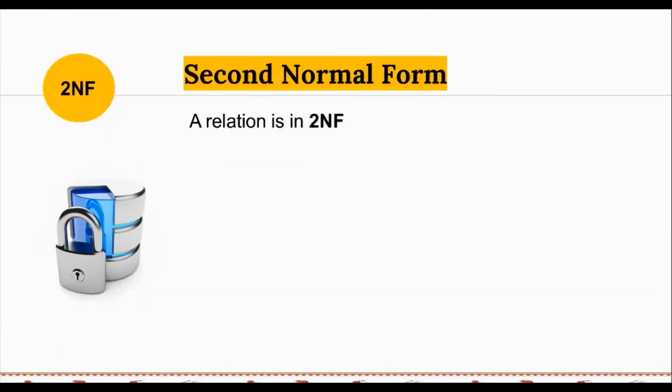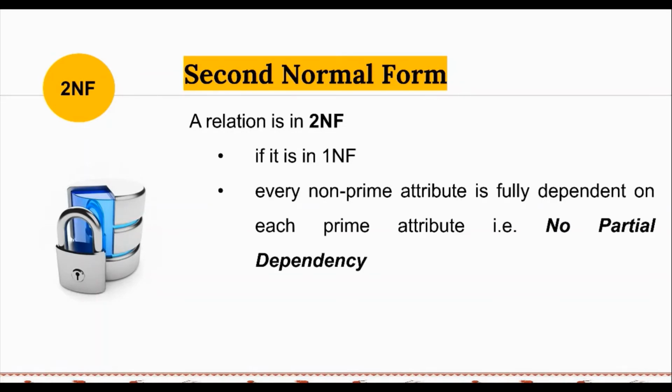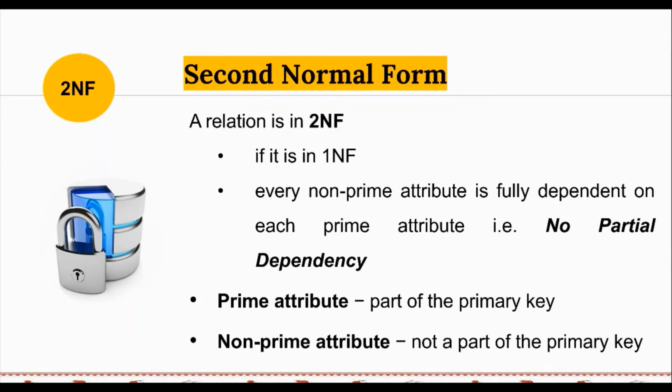So let us discuss second normal form. A relation is in 2NF, that is second normal form, if it is in first normal form and every non-prime attribute is fully dependent on each prime attribute, that is, no partial dependency. Here prime attribute means an attribute which is part of a primary key, and non-prime attribute means which is not a part of a primary key.